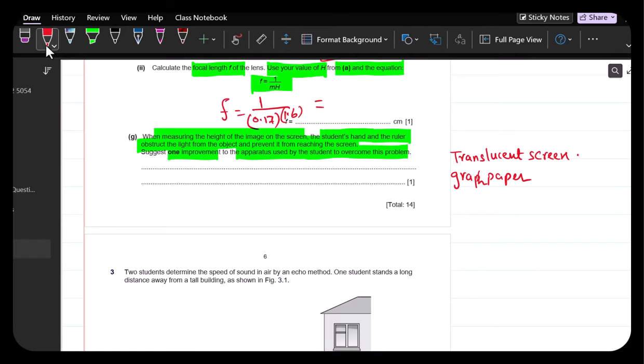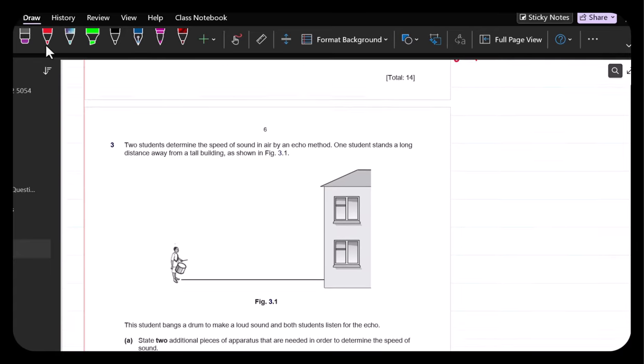So I would be saying that use a translucent screen and measure at the back of the screen, whatever you are going to measure. So we are done with this big question of 14 marks.